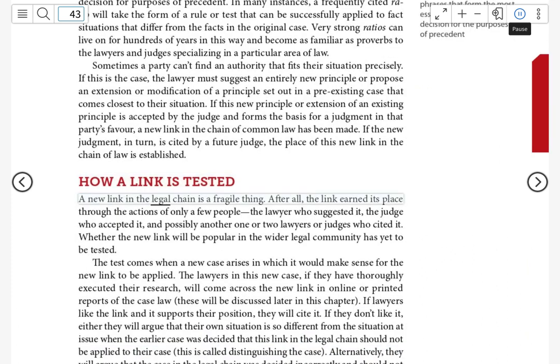How a link is tested. A new link in the legal chain is a fragile thing. After all, the link earned its place through the actions of only a few people: the lawyer who suggested it, the judge who accepted it, and possibly another one or two lawyers or judges who cited it.